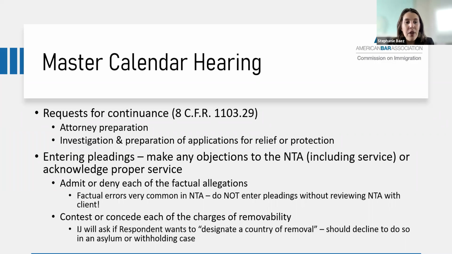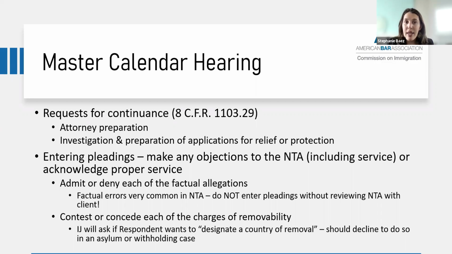At a master calendar hearing, requests for continuance can be made. So if it's your very first master calendar hearing, if you've just come onto the case, and let's say you haven't had a chance to review the NTA yet, or you just got it and you've reviewed it, but you haven't had a chance to discuss with your client yet, you can ask for a continuance for attorney preparation. And you should, if you haven't had a chance to review the NTA. We'll talk about that in just a second, but you should not enter any pleadings on it if you haven't had a chance to review it.